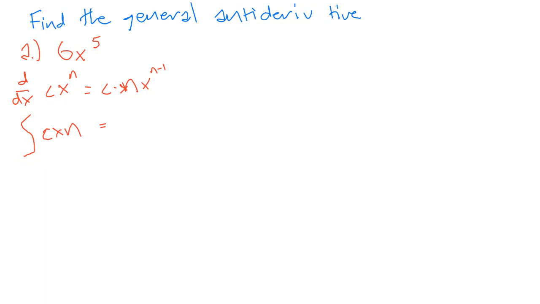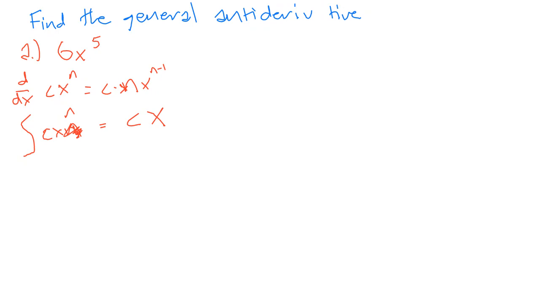Well, normally what you do is you bring the power down. So we know this c is going to stay there just because that's a constant, Cx to the n. So we know that that's just a constant that's going to stay there. You know that x is still going to be our variable. It's still going to be the variable of interest.